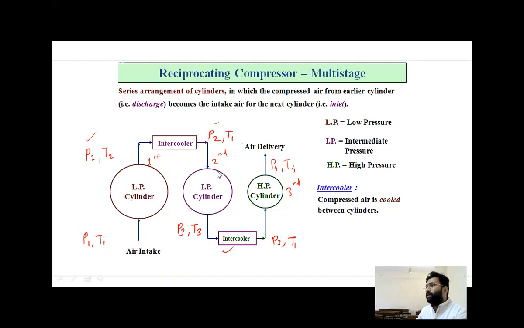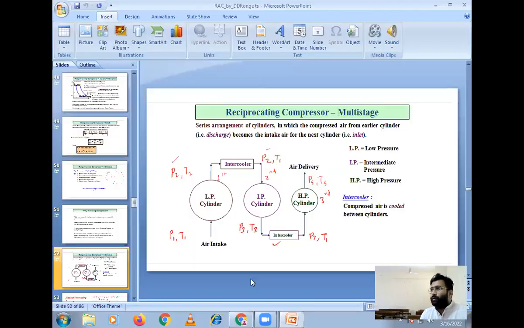Then this is again passed through the intermediate pressure compressor, where it is compressed to pressure P3 and temperature increases to T3. Again, it is passed through an intercooler. Then we get the same pressure P3, but temperature is reduced to T1. Again, it is compressed in the last stage, high pressure compression, and then we get the final pressure P4 and temperature T4. Okay. So we'll see a short animation video for this.